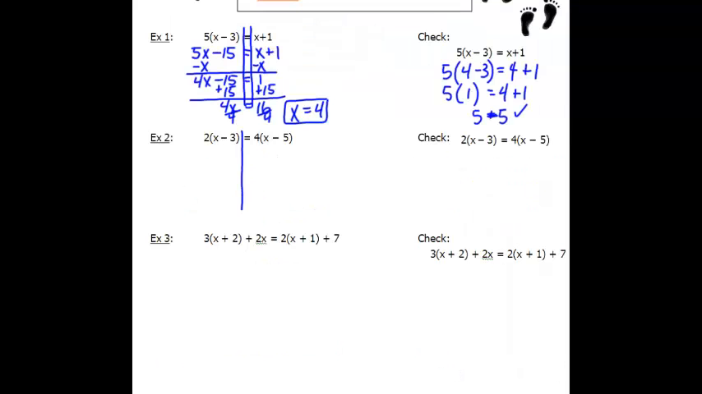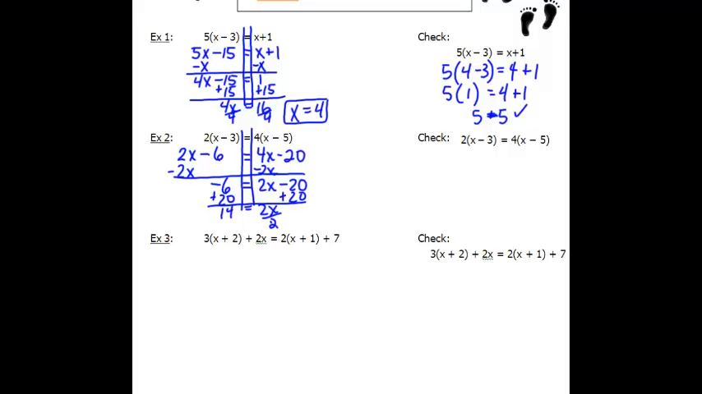Remembering to keep the balance, I'm going to distribute first, and I get 2x minus 6 equals 4x minus 20. I'm going to move the 2x to the right so that I can keep my coefficient positive, but you need not do that if you don't mind negatives. I'm left with negative 6 by the additive inverse and additive identity properties, and that equals 2x minus 20. Then I'm going to add 20 to both sides, giving me 2x equals 14, divide both sides by 2, and finally getting x equals 7.